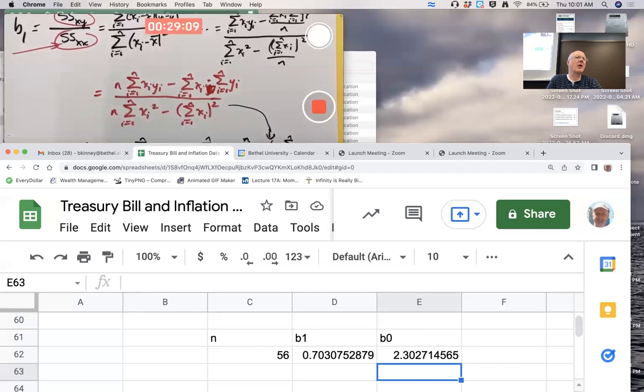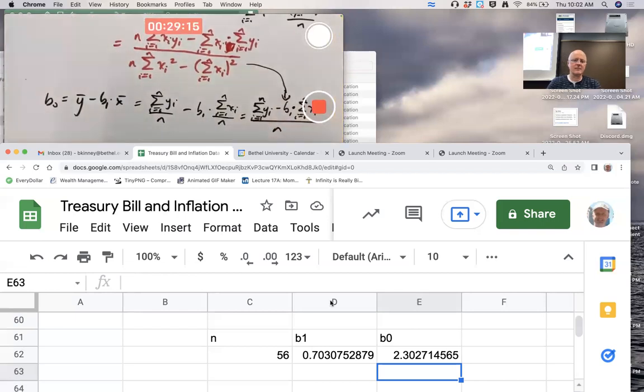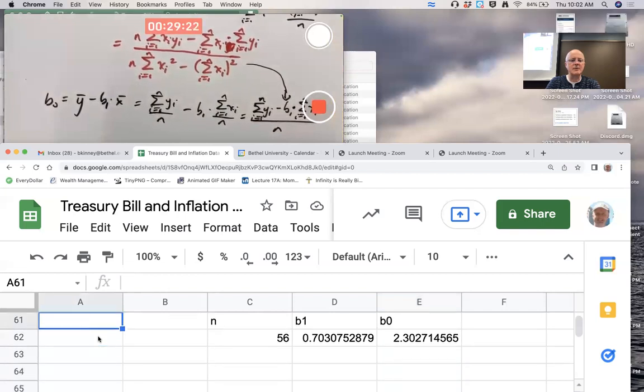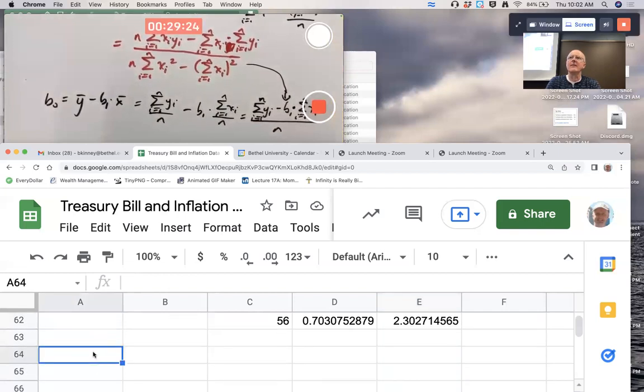Let me show you one more way to get the slope. I think it's worth showing you this other way to get the slope. The other way to get the slope is to, well, you really only need the standard deviations of the x's and the y's as well as the correlation.